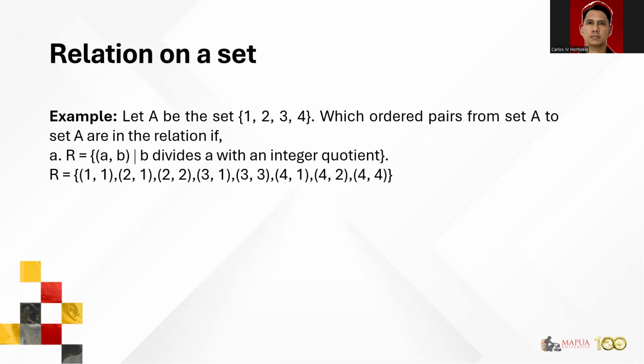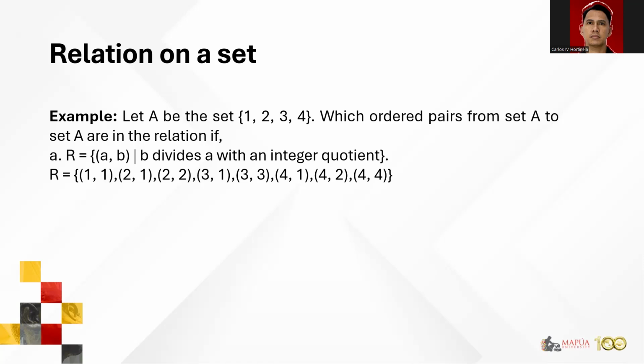Why? Because on your given relation set R, the only ordered pairs seen there must have that given property, that B divides A, and it should have an integer quotient. Only these ordered pairs are seen on your relation set, because 1, comma 2 does not satisfy that property. If I divide 1 by 2, the answer is not an integer. Okay? So, only these following ordered pairs are seen in your relation set.